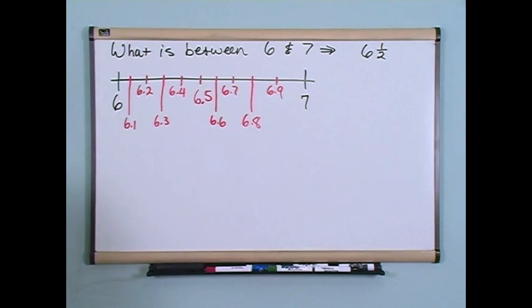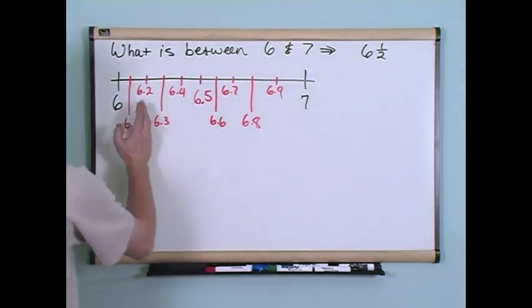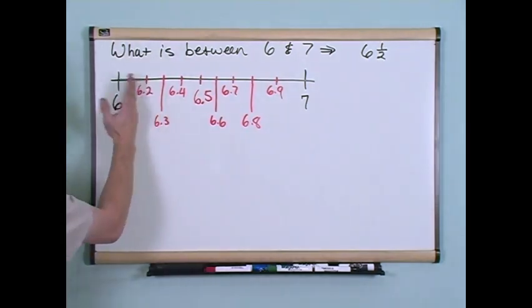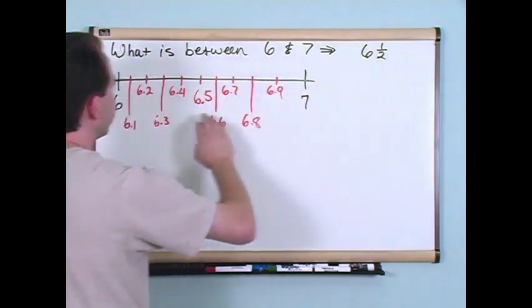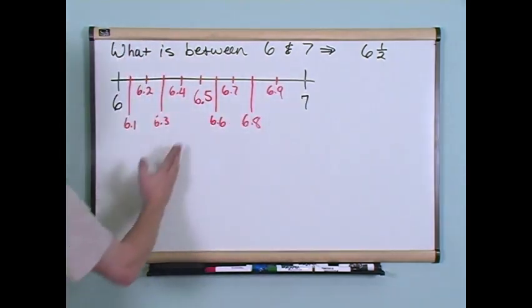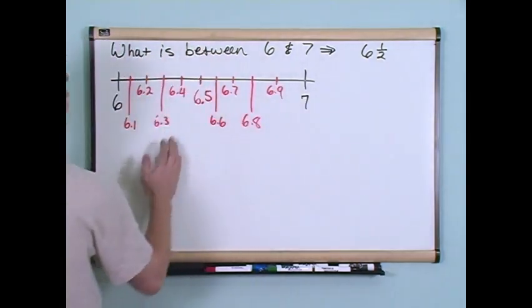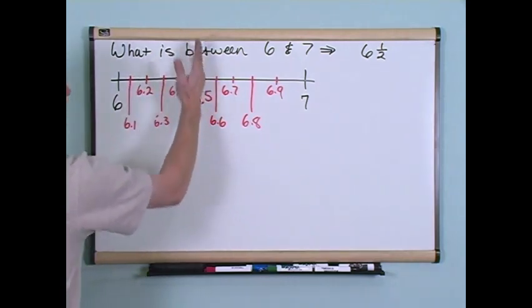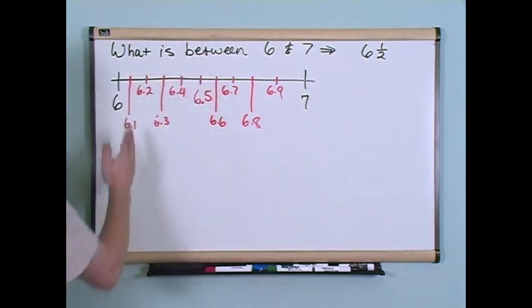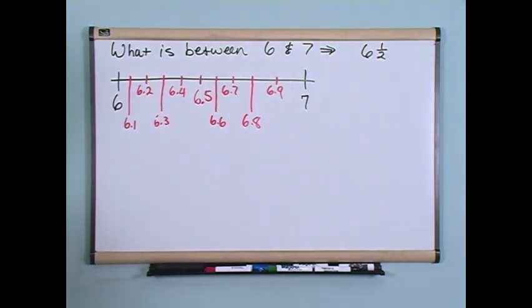So if I were to tell you, go give me 6.2 of something, well, you're going to know that 6.2 is pretty close to 6. It's not too close to 7. It's kind of over here. 6.5 is going to be right in the middle. 1, 2, 3, 4, 5, and that's kind of why it's 6.5, and so on. So you're going to have that.